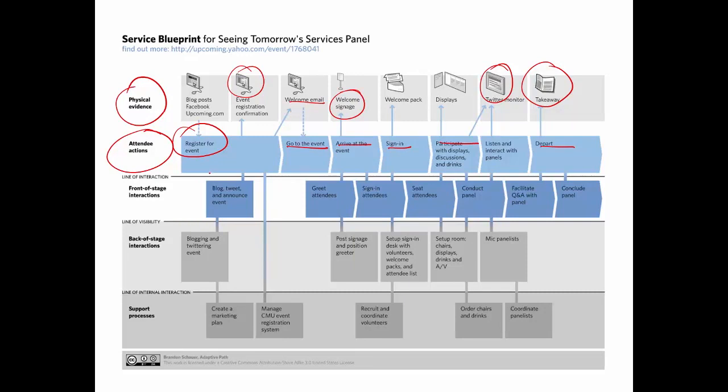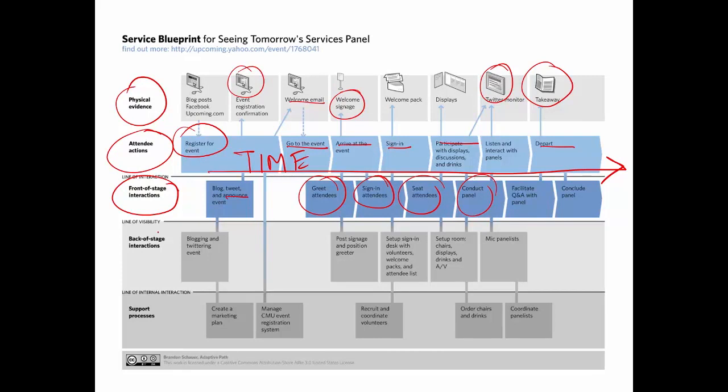So you can see in a sense that this axis is that of time, right? Someone experiences these events over a certain time frame. Then there's a front of stage or the visible interactions. And again, this is announcing the event, blogging, greeting the attendees. While you're being greeted, somebody has to do the greeting, right? So the people who are managing this conference are the ones who are managing these processes as well. They have to sign you in, they have to seat you, they have to conduct the panel. So all of these are the actions that are performed by the organizers of this conference.